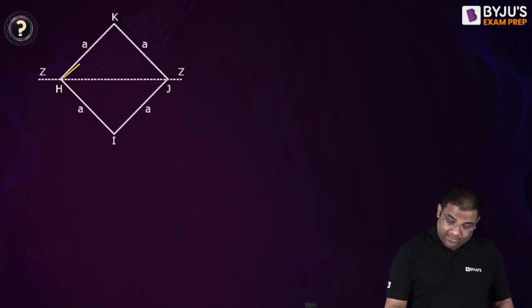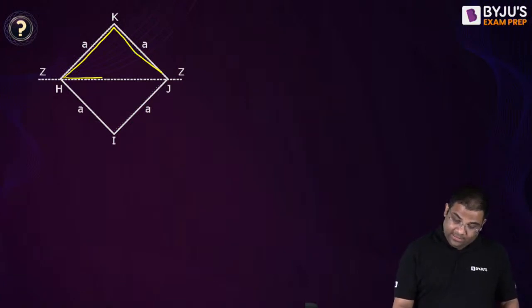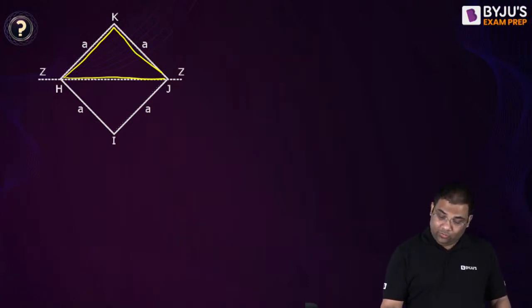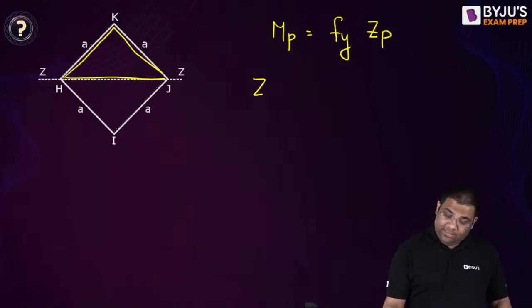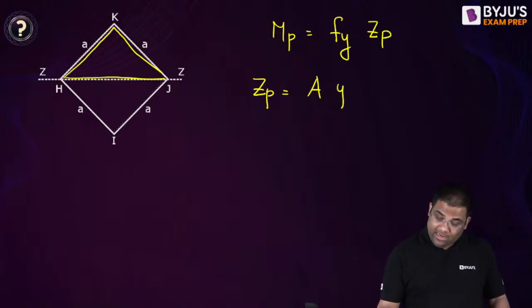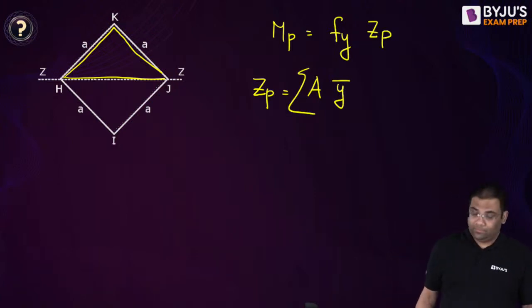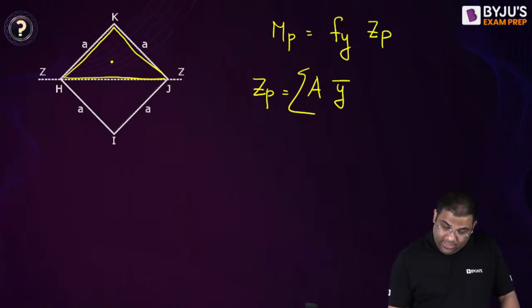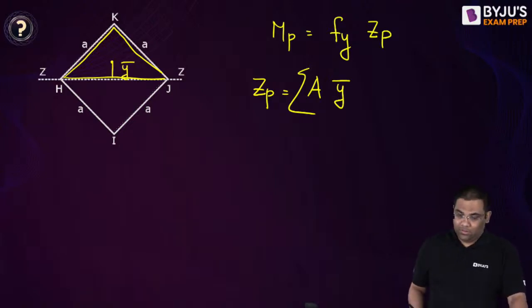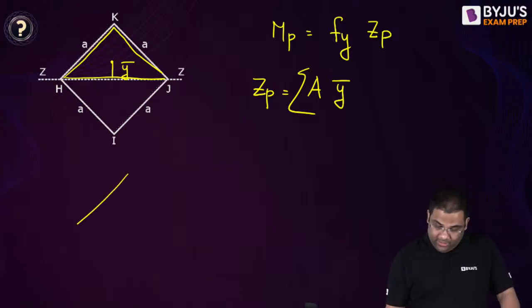We'll take the areas and multiply by what I told. MP is FY into ZP. Now, what was ZP I told? I told ZP is simply: take the area and the centroid distance of that area from the neutral axis and take a summation. Now see this first triangle. This is the y bar for this triangle, yes?